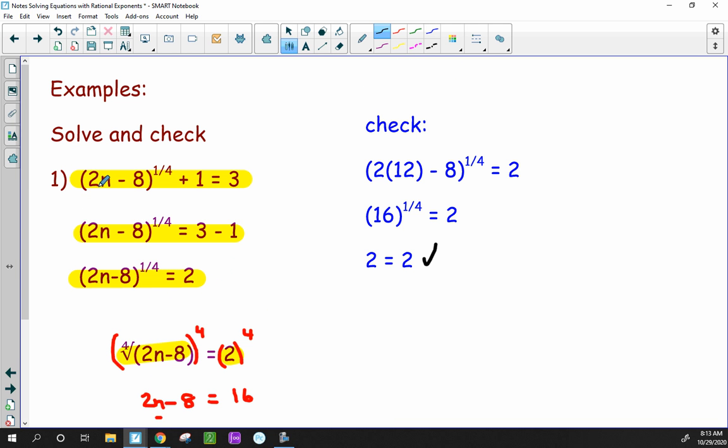Just be really careful where the fraction power is placed, and really pay attention to parentheses. So if you see those, that 1/4, remember, is on everything. So this entire 2n minus 8 goes underneath the radicand, or underneath the radical.